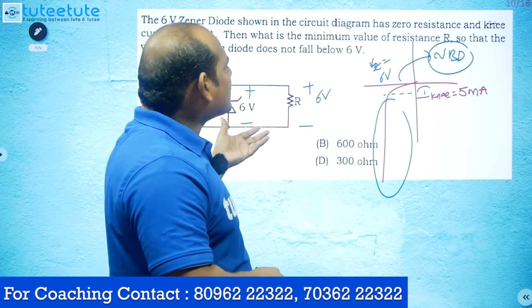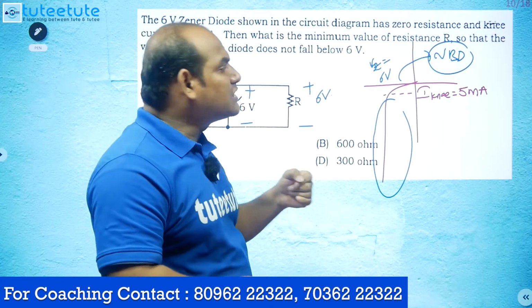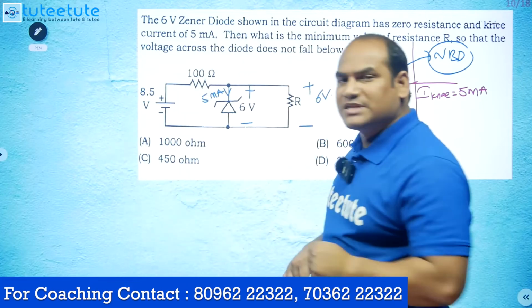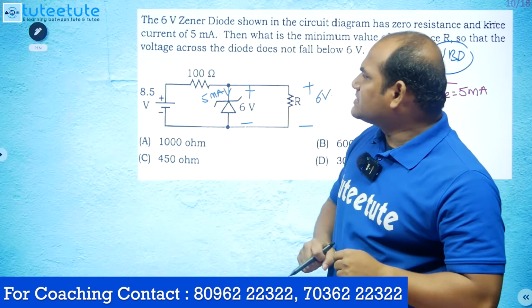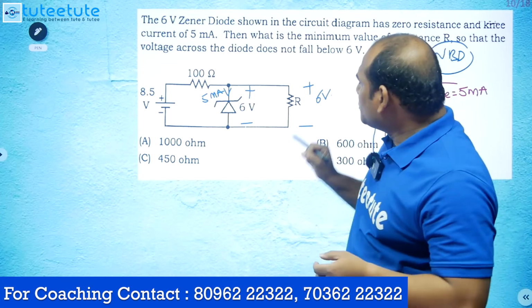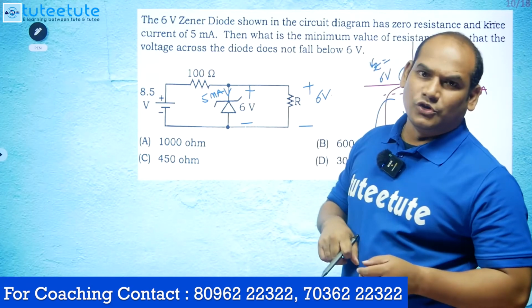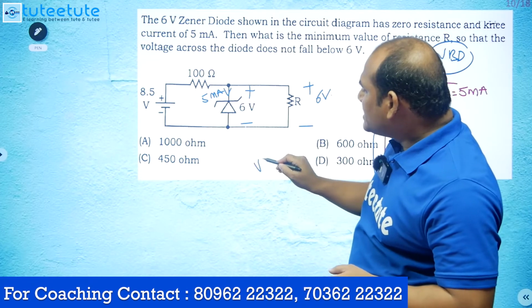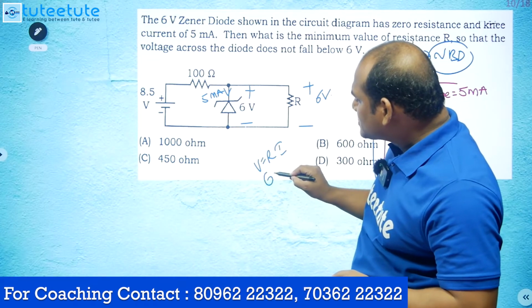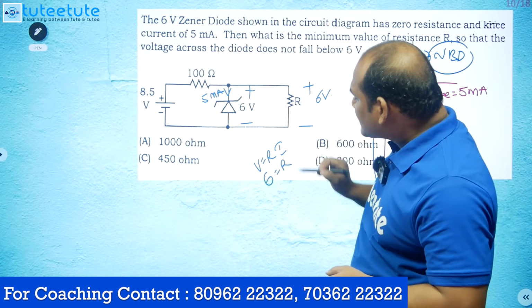So anyway, they are asking for the minimum value of the resistance, so that we can take 5 milliamps only. Through the diode 5 milliamps is going, and here 8.5 is there, and across this one 6 volts is there. Now what we need to know? We need to know about this particular resistance value. So according to Ohm's law, V is equal to R into I. You know about this voltage, 6 volts, and you need to calculate the resistance value.